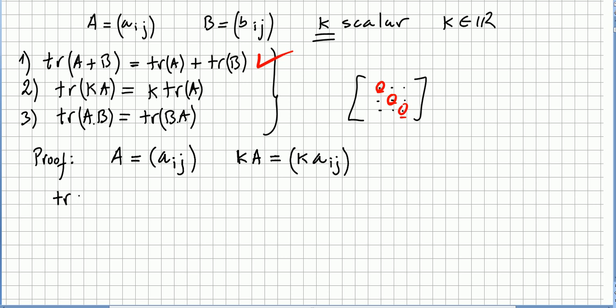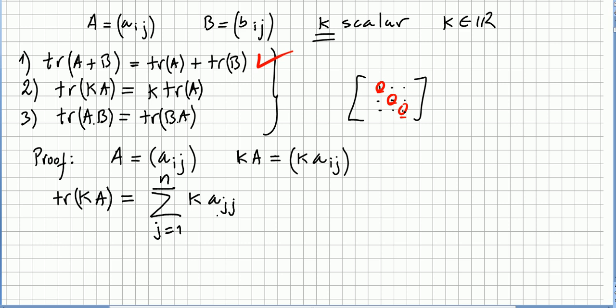Now the question is, what is the trace of kA? So the trace of kA is the sum of k times a_jj, where j begins in 1 and finishes in n. Do not forget, please check the previous videos for what the trace is. You're adding the diagonal entries.